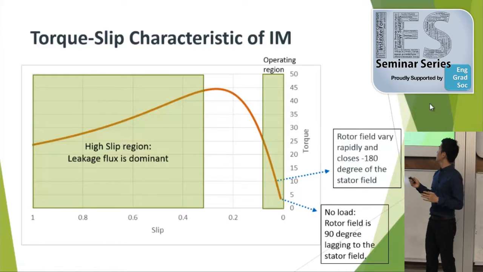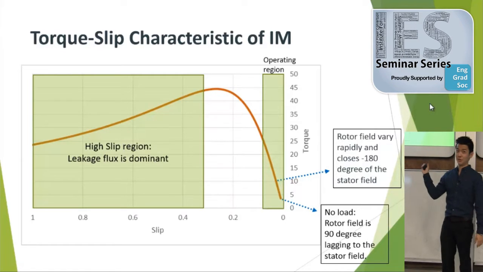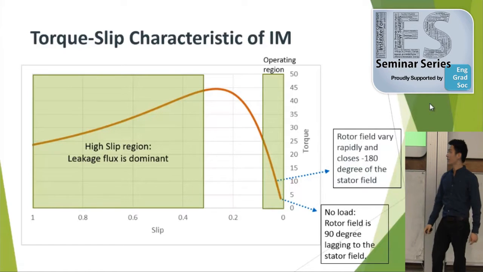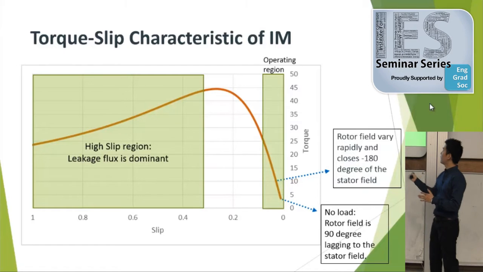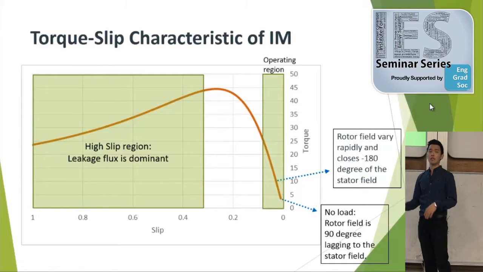Next is the operating region, which is the region that we are interested in, because this is the region that every induction machine will be running at. The important point in this region is that when the machine is running close to no load speed, the rotor field is actually 90 degrees lagging to the stator field, because the real current in the rotor field is dominant, but the magnetizing current in the stator is dominant, so that's why there is a 90-degree lag. However, when the load increases, the rotor field will very rapidly approach 180 degrees from the stator. This is very important in calculating the UMP, because if the fluxes are 90 degrees apart, then there is no flux cancellation, which will cause more UMP.